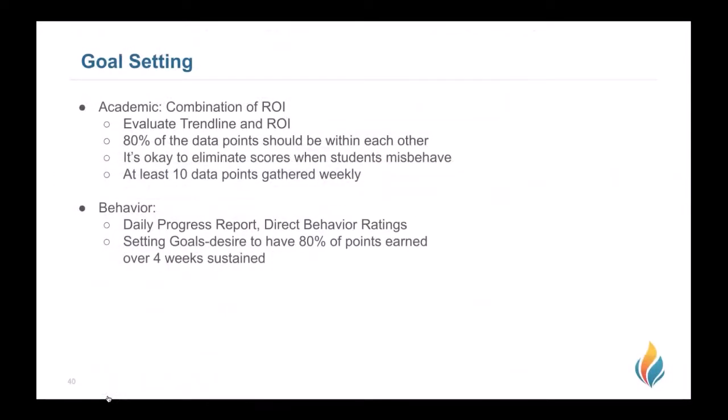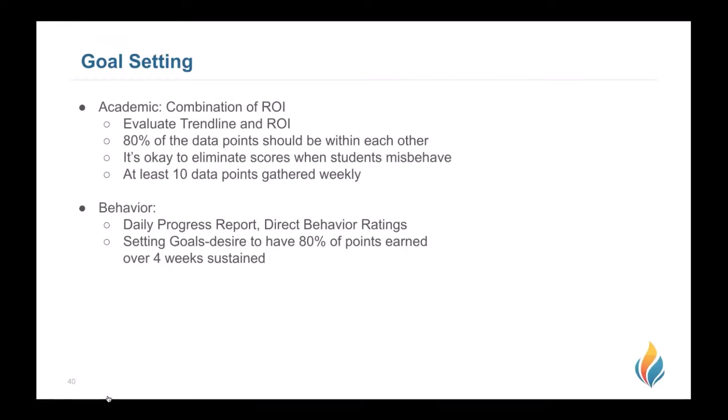When we move into identifying the student, we need to make sure that we're thoughtful about setting goals for students. So our academic goals, typically you're going to combine your rate of improvement, and you're going to be thinking about where we want the student to be at the end of the year. You should be evaluating the trend line and the rate of improvement.